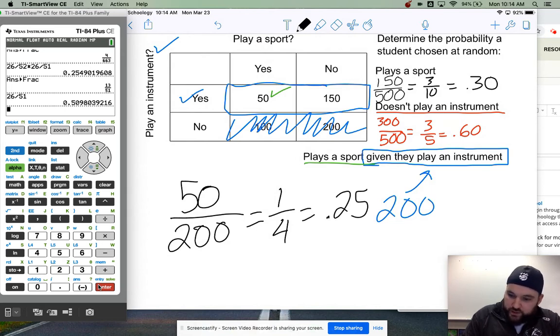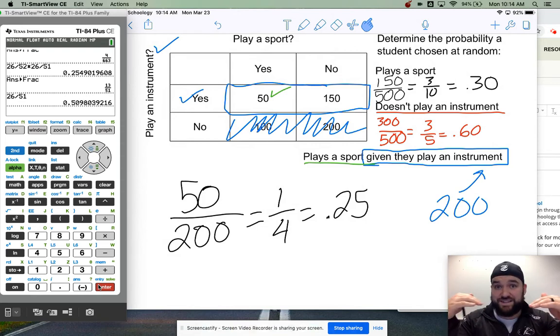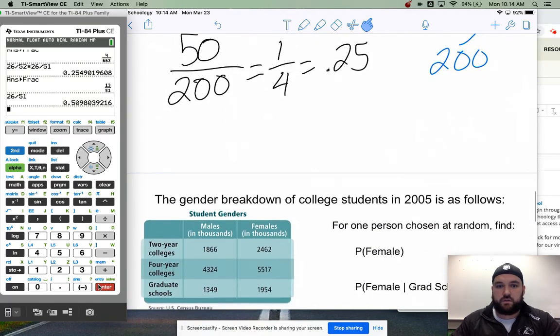So really, in a nutshell, if you see the word given, your sample space is changing. It is going to change the denominator of your problem and the numerator, but really the denominator is the important piece.